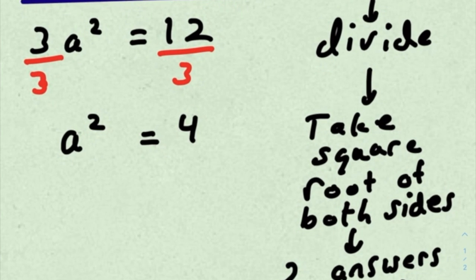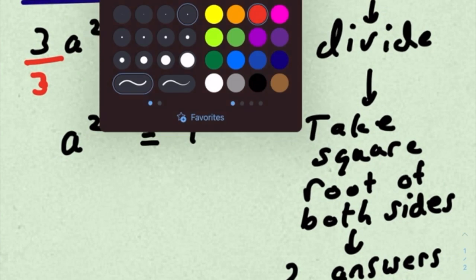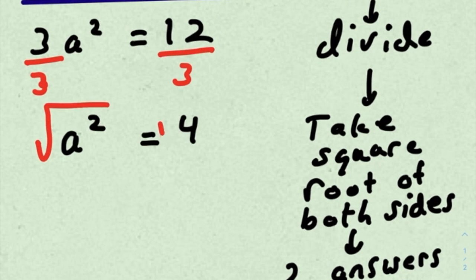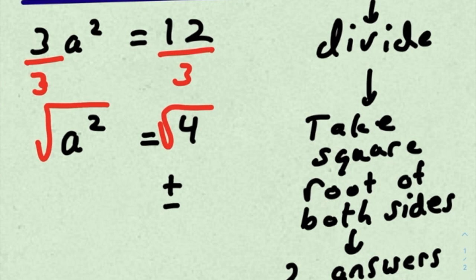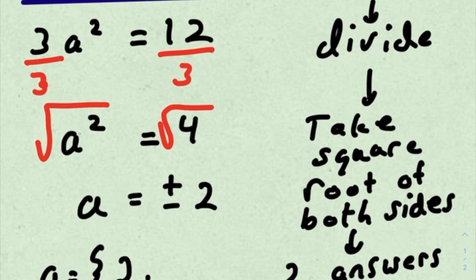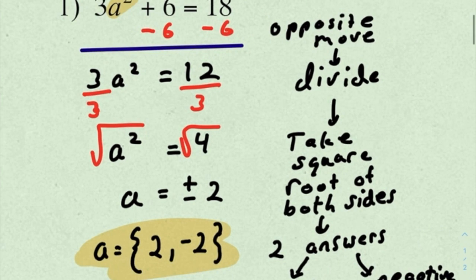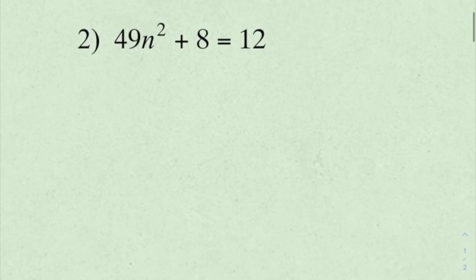So starting with where we are now, a squared equals 4, I will take the square root of both sides. And down here, I will put my plus minus because I'm ready. Plus minus 2. And that a is equal to plus minus 2, which means that a is equal to, and we use brackets, positive 2 and negative 2. And we are done with that problem. Solving by taking square roots. Done. Not too difficult. Let's look at another example.